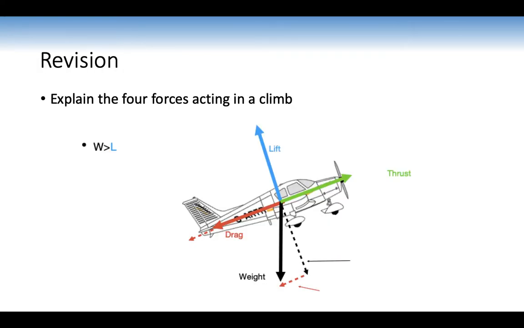So, explain the balance of the four forces in a climb. In the climb, weight is greater than lift. How do we climb? We've got excess thrust, which causes our climb. Then we've got the component of weight to balance lift, so they both balance each other out. They're both equal. Then we've got the rearward component of weight, which also acts along the drag path, and thrust equals drag plus the rearward component of weight. So all the forces are in equilibrium.